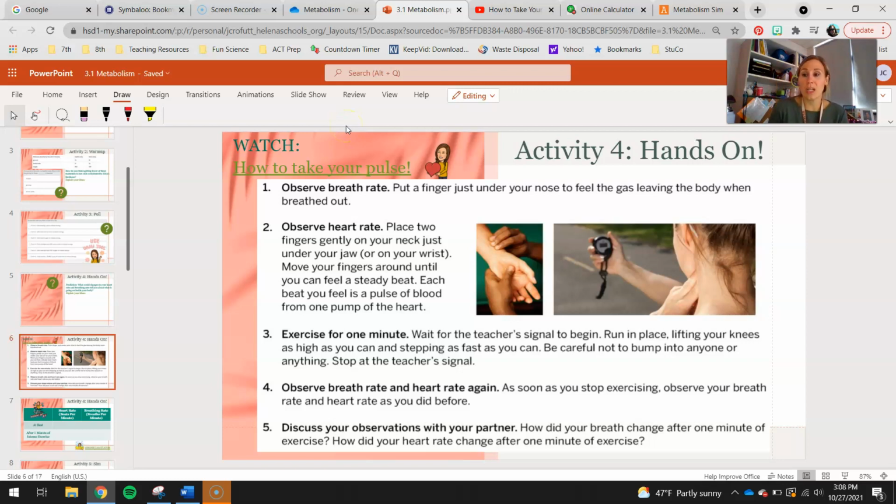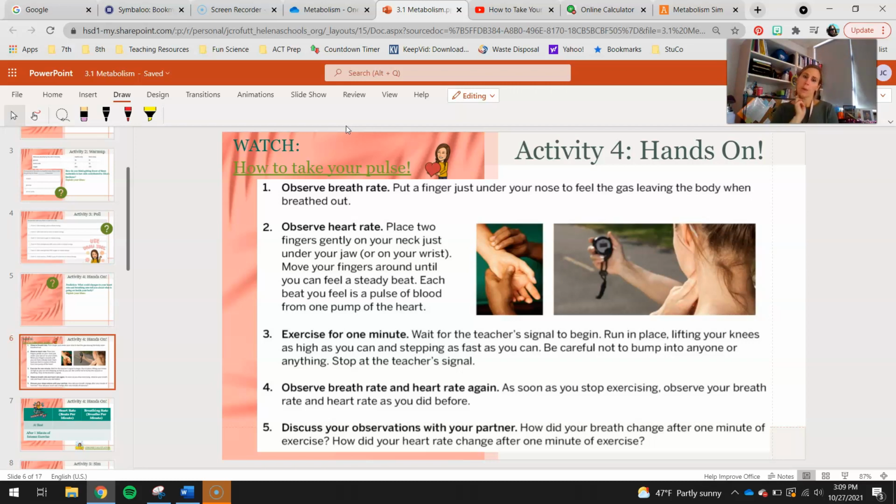What you guys will do is set a timer for 15 seconds. You're going to try to breathe as normally as possible, and you count how many breaths you take in 15 seconds. Okay, you can do it for a whole minute if you want, but it's easier just to do 15 seconds and then multiply that number by 4, and that'll tell you how many breaths you take in a minute.